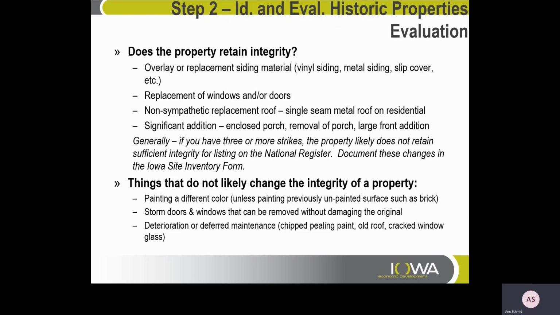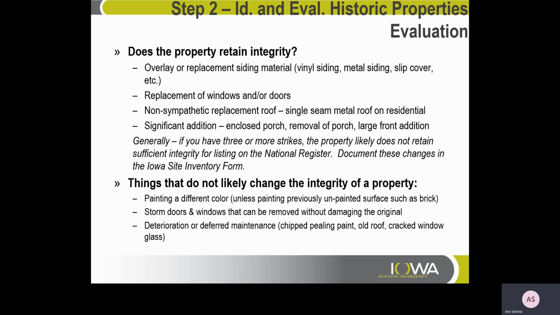Generally, my comments on these is that one of these things does not automatically disqualify a property for the National Register. A combination of these things diminishes the integrity, and you have to get to a point where the integrity is diminished such that it no longer conveys those craftsmanship, feeling, association that it would have at the time. So what I typically advise is if you have 3 or more strikes, that's probably the threshold for no longer retaining integrity.